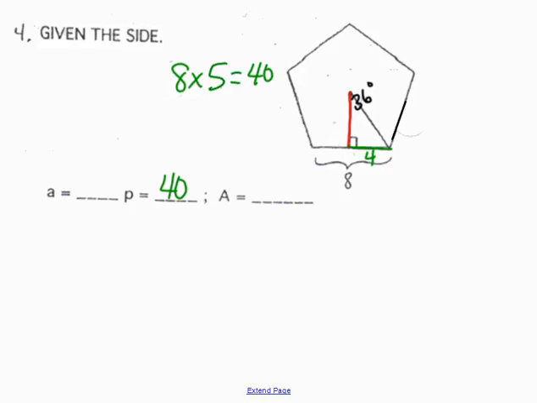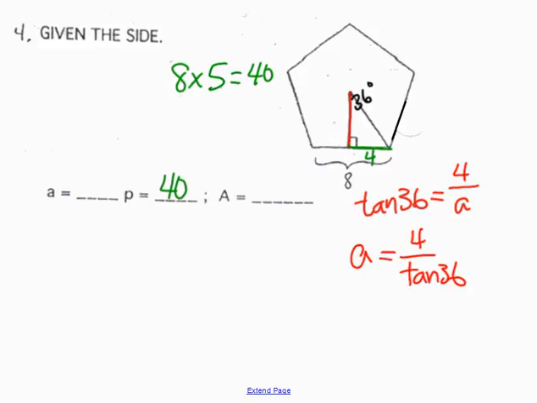So in order to get the apothem, we're going to say the tangent of 36 equals opposite 4 over the apothem. I'm going to use A. Okay? So then we end up with 4 divided by the tangent of 36. And that equals 5.5.